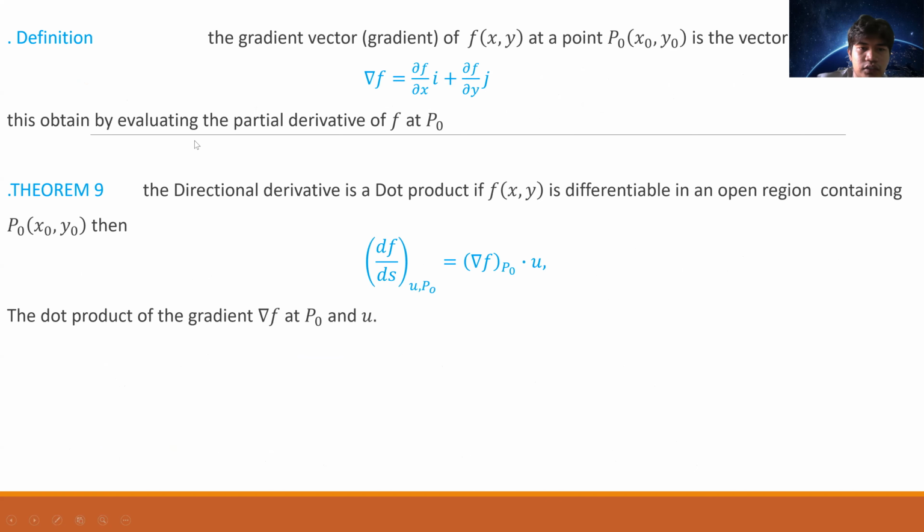Here is the definition. The gradient vector of function f of x and y at a point p sub 0, (x sub 0, y sub 0), is the vector equal to the partial derivative of f with respect to x, i, plus the partial derivative of f with respect to y, j. This is obtained by evaluating the partial derivatives of f at point p sub 0. So the theorem: the directional derivative as a dot product. If the function of x and y is differentiable in an open region containing p sub 0, (x sub 0, y sub 0), then df over ds in the direction u at point p sub 0 is equal to the gradient at point p sub 0 dot u.